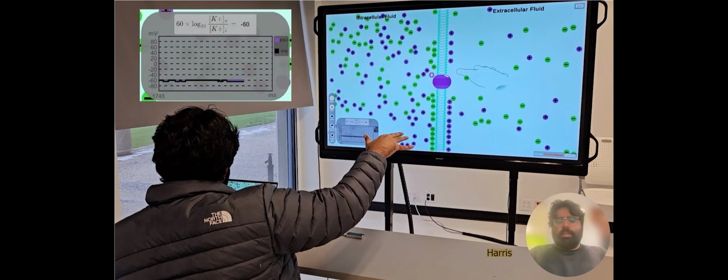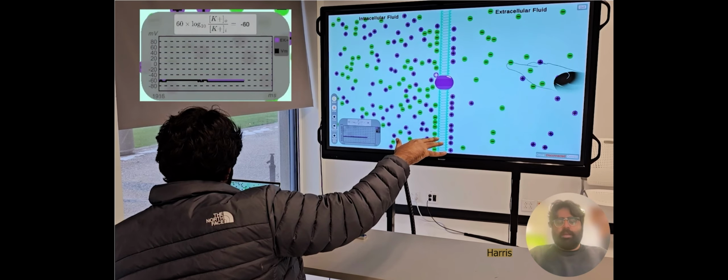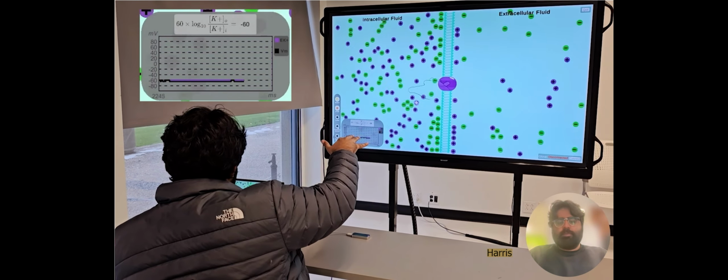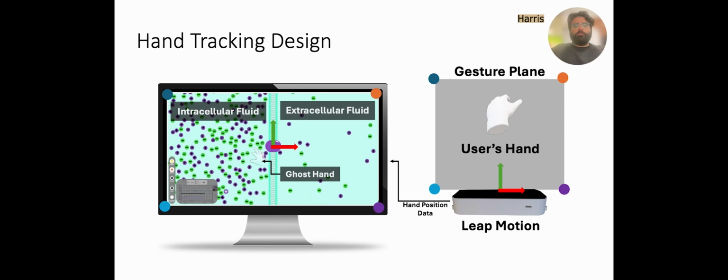Also notice that I'm unable to always move the potassium ions across the channel, even when it is open. Again, the electrical driving force is preventing me from freely moving my particle across. The most important feature of the simulation is allowing the learner to embody a designated potassium ion with their hand, which is accomplished with the Leap Motion controller.